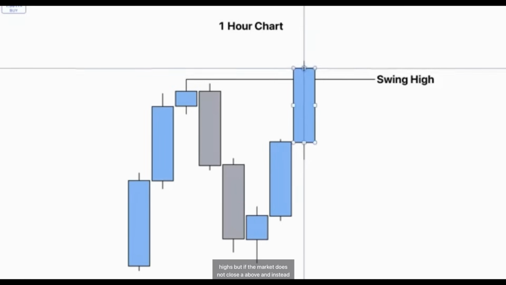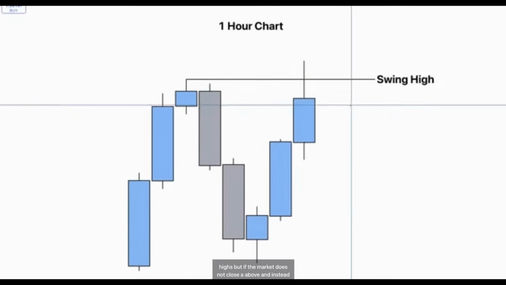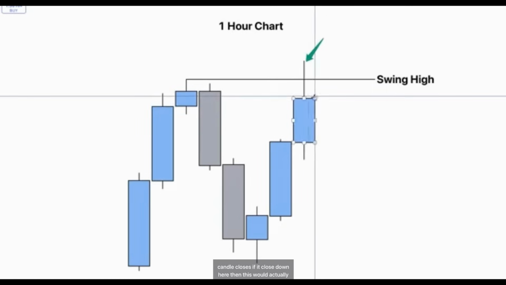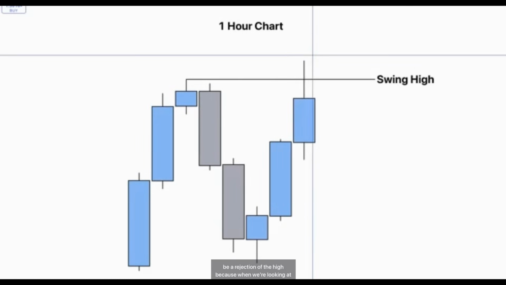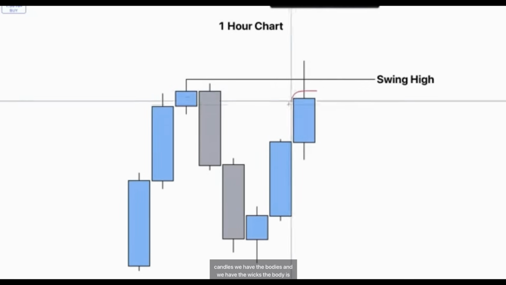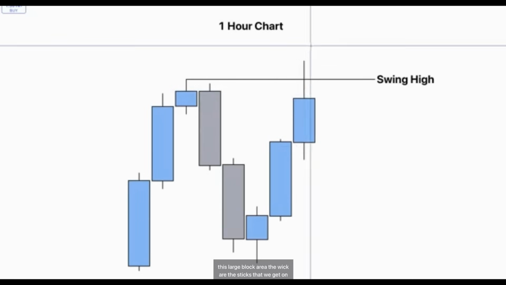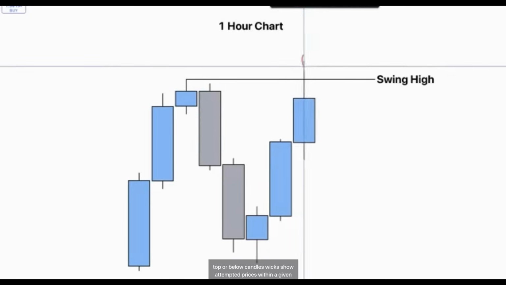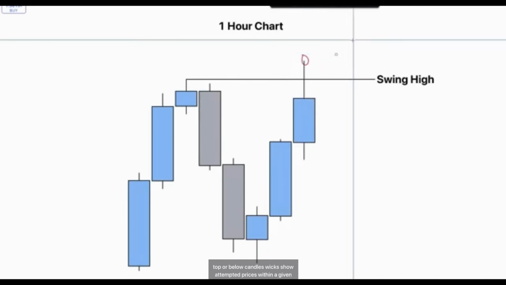But if the market does not close above, and instead the market does this and pulls back down before that hourly candle closes, if it closed down here, then this would actually be a rejection of the high. Because when we're looking at candles, we have the bodies and we have the wicks. The body is this large block area. The wicks are these sticks that we get on top or below candles. Wicks show attempted prices within a given time frame.